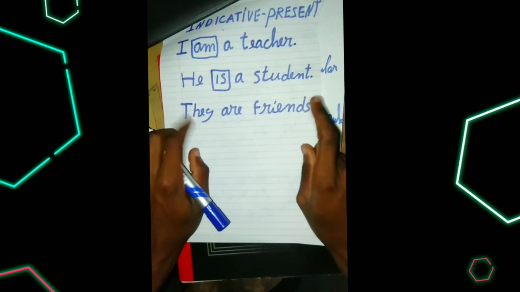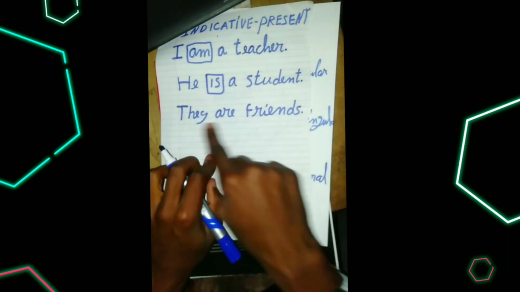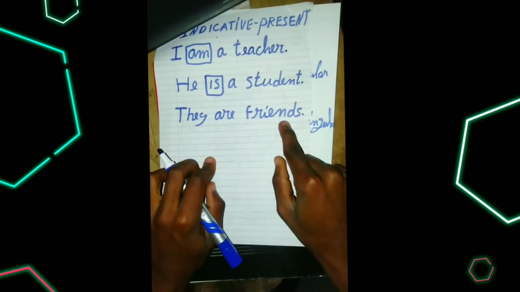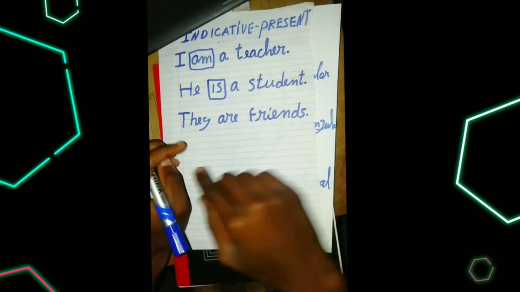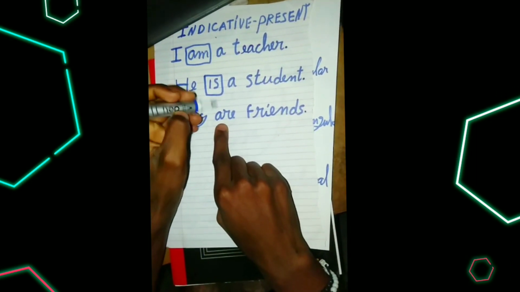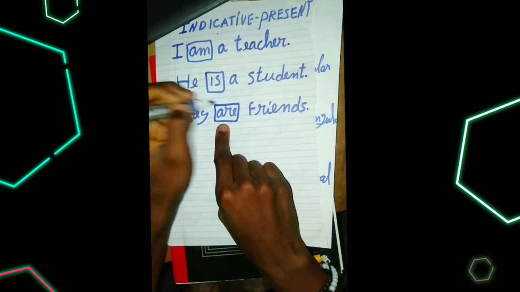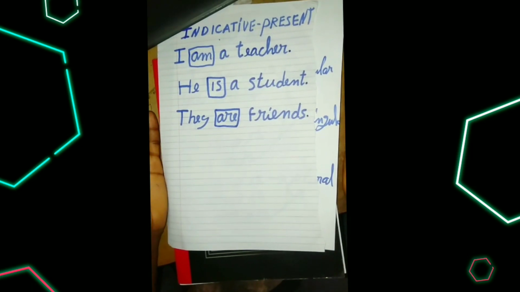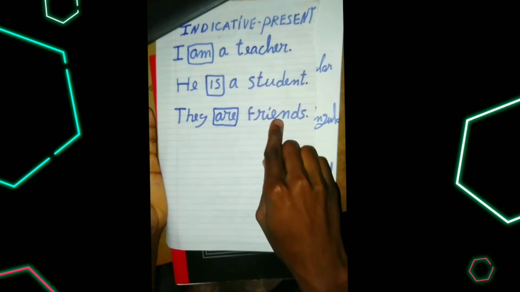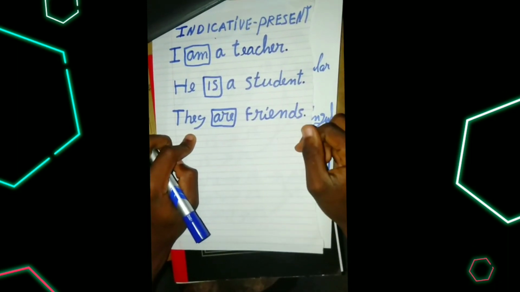And here, this is the last phrase. They are friends. Where is our verb conjugated? The conjugated verb is here. Are is the verb conjugated. And we formed a phrase. They are friends in the 3rd person plural.